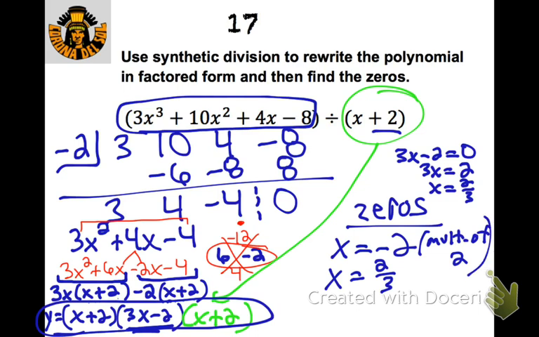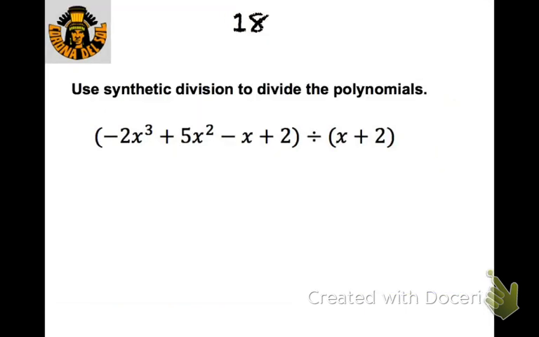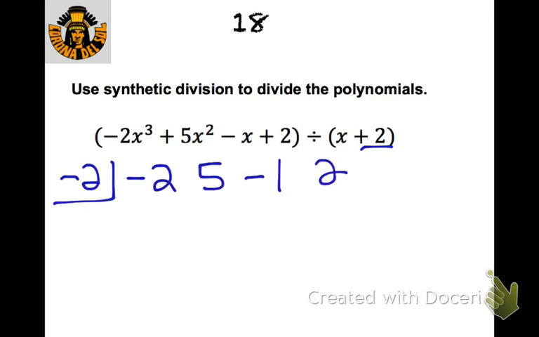Okay. And then the last one is just synthetic division. So it's kind of going backwards a little bit. So negative 2 is what goes in the box. And then take out the coefficients. So negative 2, 5, negative 1, and 2.